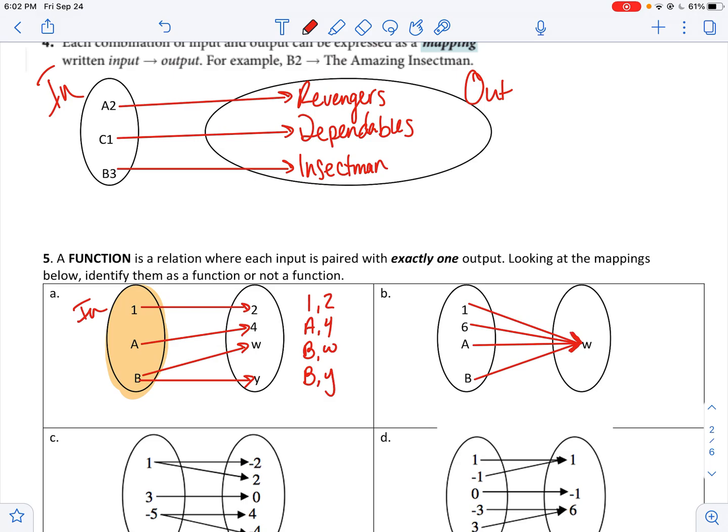Is this a function or not a function? So check this out. Is that a function or not a function? Does every single input have exactly one output? And now everything goes to one thing. Everything goes to W. But what I want you to focus on is just the left side, just your inputs.